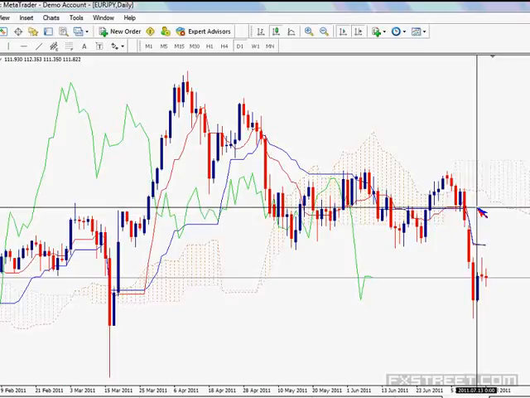Anyway, let's start with the technical signals coming from this particular indicator.